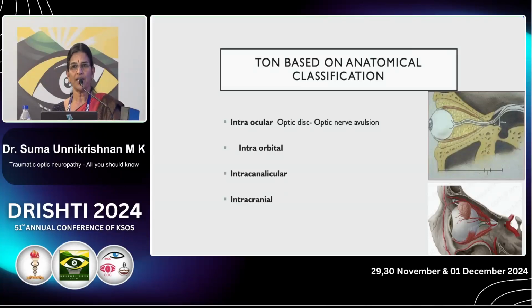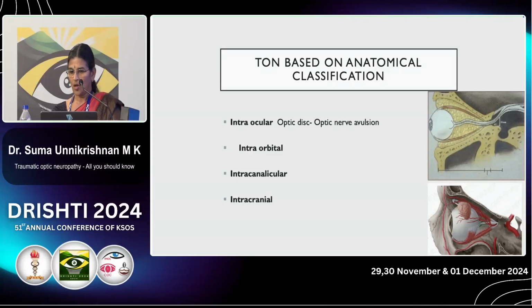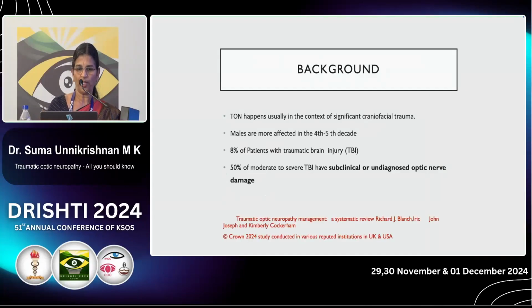Based on anatomy, it can be classified into damage occurring at the globe, that is the optic disc, called optic nerve avulsion, then the intraorbital part, then the intracanalicular and intracranial parts, causing traumatic optic neuropathy. This can occur usually in the context of severe craniofacial trauma.